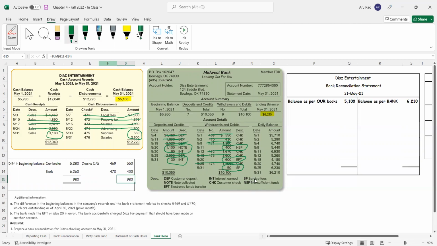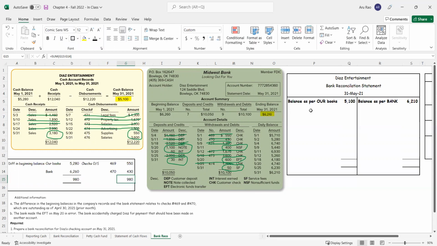is service fees. Anytime you're not sure of these acronyms, look over here at the bottom. They will tell you what it is. SF is service fee. So maintaining my account, I have to pay $50 a month for it. Okay. So now all these items that I've circled over here on both my account and in the bank statement, I need to do the reconciliation. And let me show you how we do that.